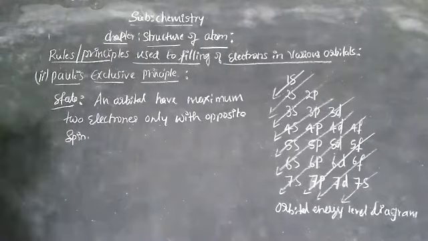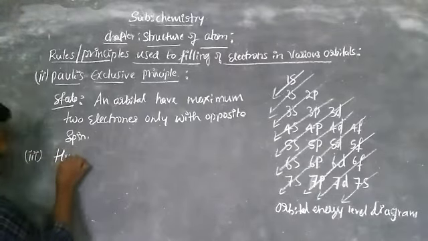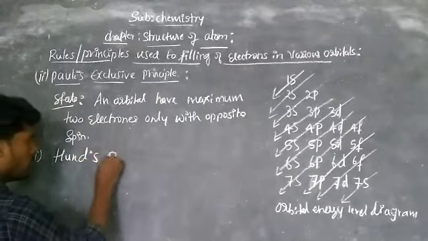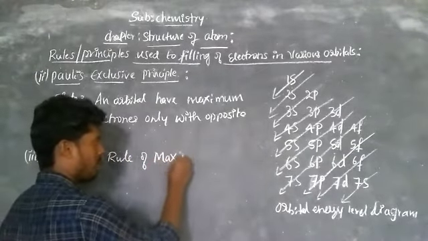Then the third one is Hund's rule of maximum multiplicity.